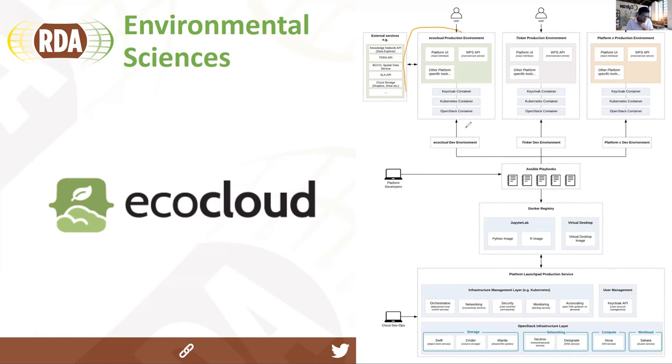So out here, you can see that they've got the EcoCloud platform, but in here, they've used the same platform and the tool set, the building blocks, to also create an environment that is serving the needs of the humanities. And they see that can be replicated for other areas as well. So I think that's probably one of the more advanced platforms we've got here.